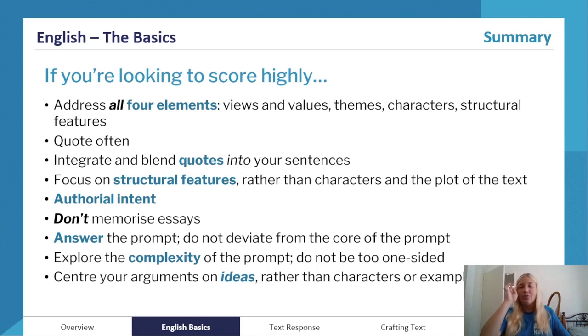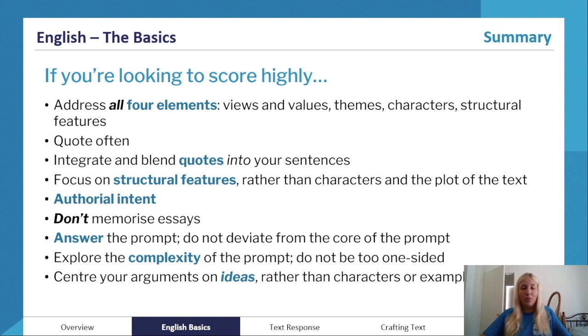Focus on structural features analysis, those language techniques, more often than characters and just plot of the text, because any student can do this. If you want to stand out, differentiate yourself by finding and analyzing language devices and structural features. Have strong and interesting as well as justified analysis of authorial intent. No memorization of essays because they need to be specific to the prompt to get even decent marks.